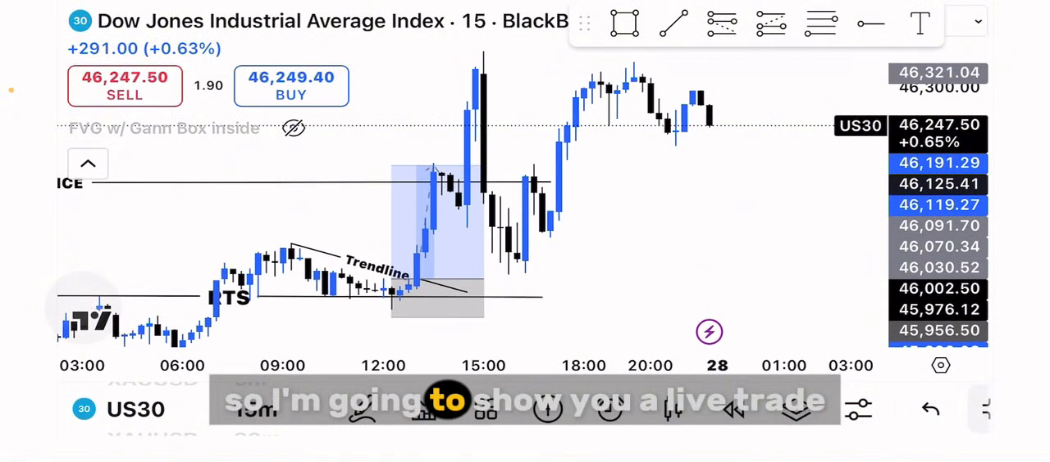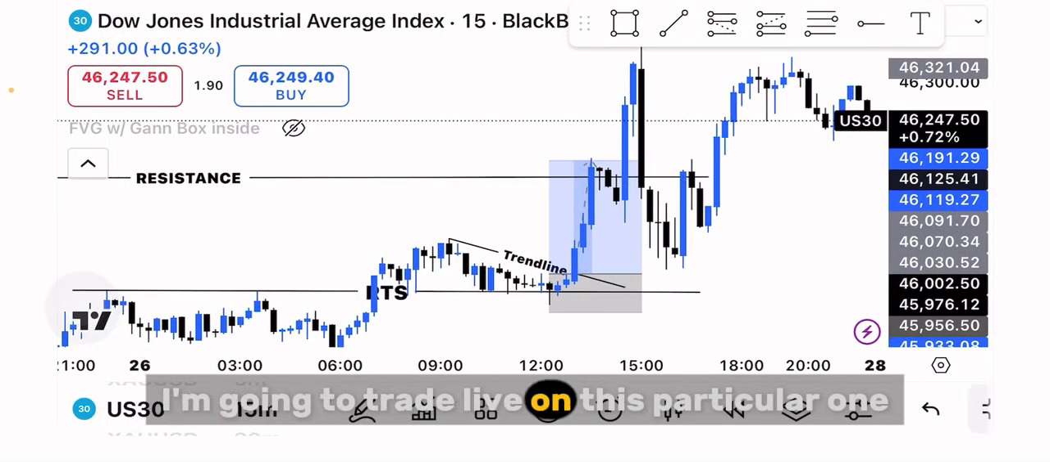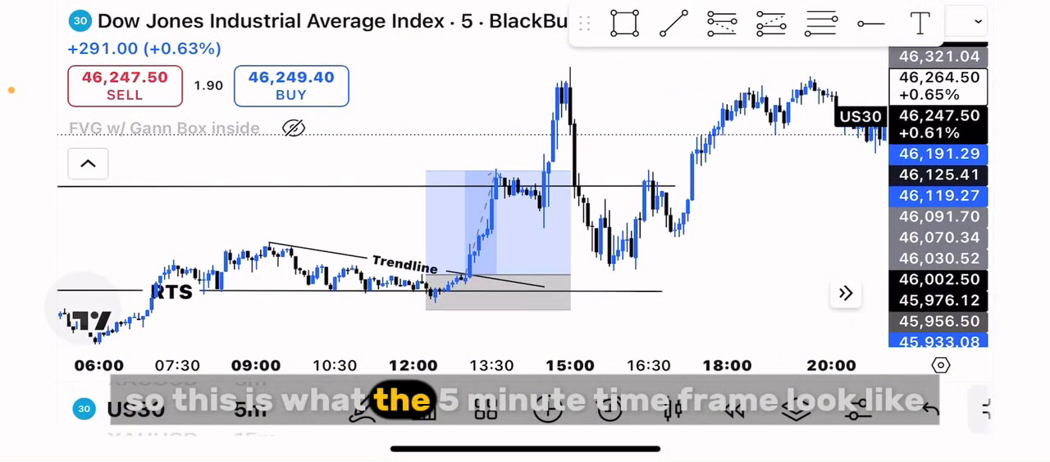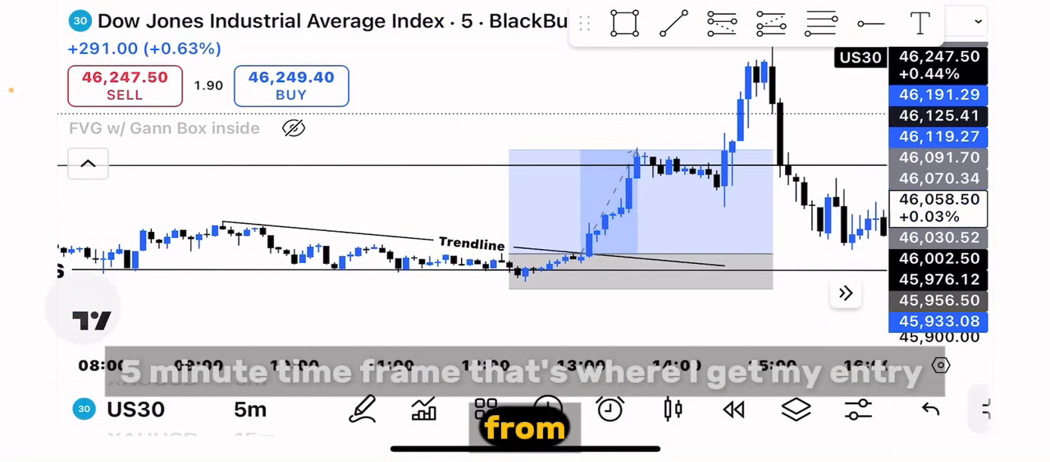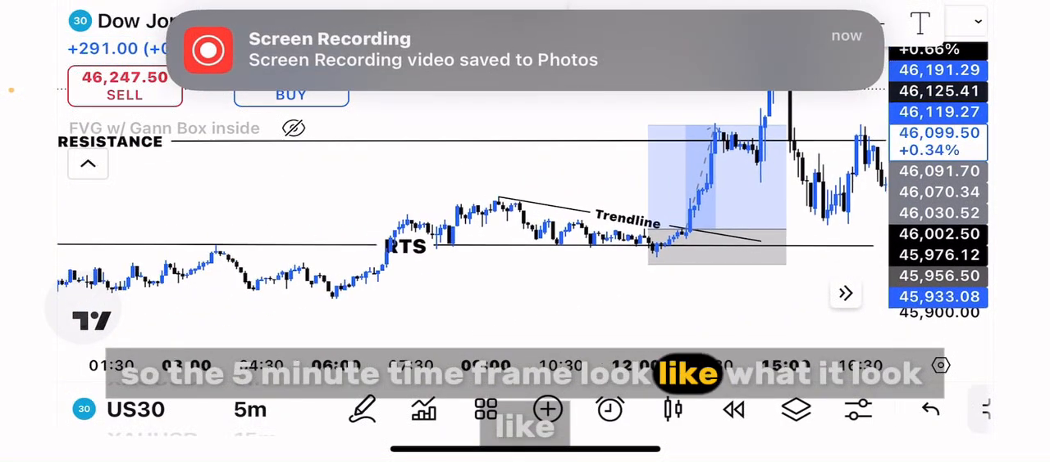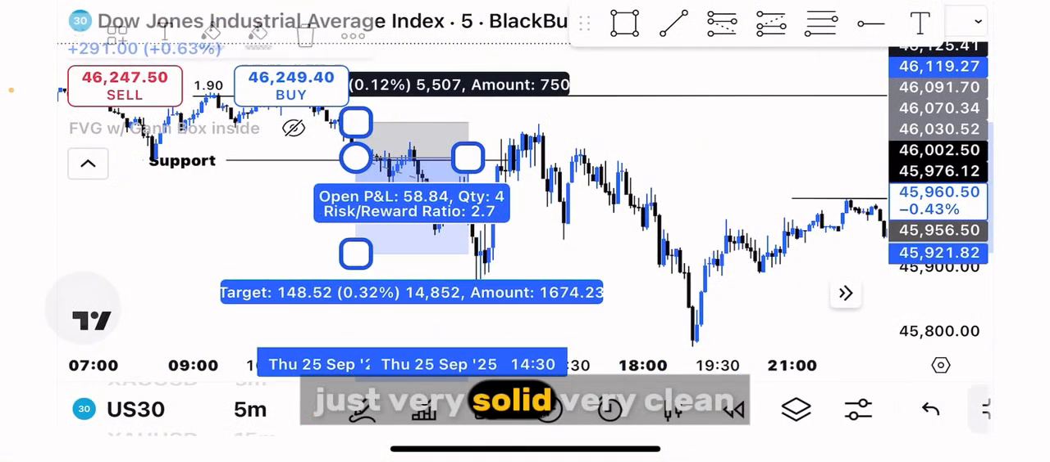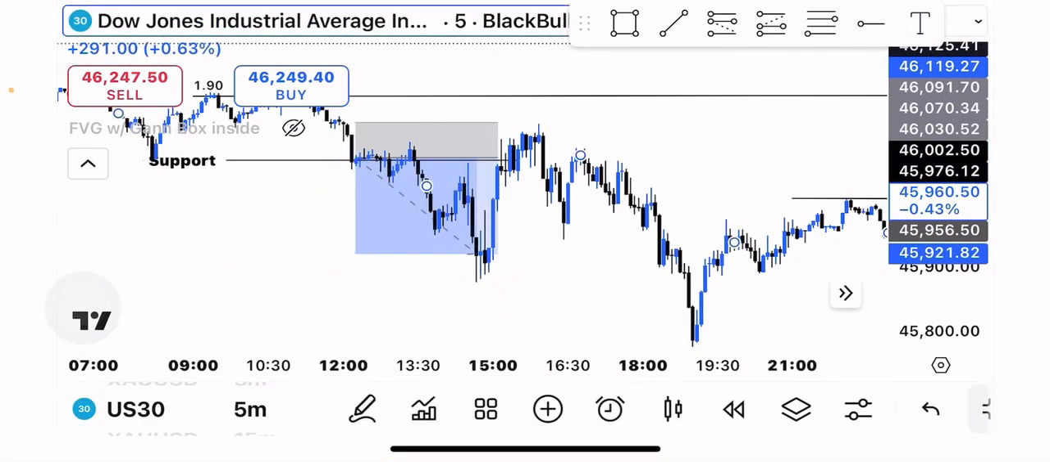So I'm going to show you a live trade. I'm going to trade live on this particular one. So this is what the 5 minutes time frame looks like. 5 minutes time frame, that's where I get my entry from. That's what the 5 minutes time frame looks like. Just very solid, very clean.